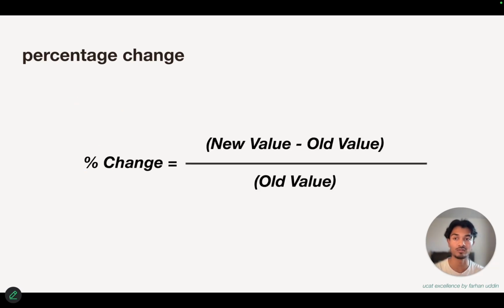But when it comes to finding the percentage change itself, this can be a bit of a trickier situation. And so this is where this particular formula comes in, where percentage change equals the new value minus the old value divided by the old value. If you remember this, you cannot go wrong.